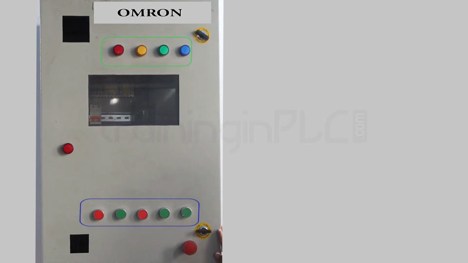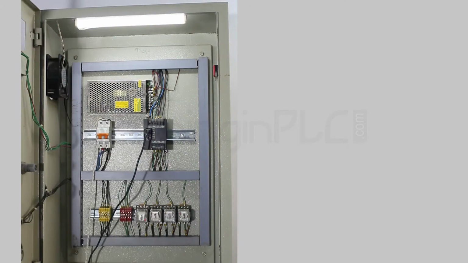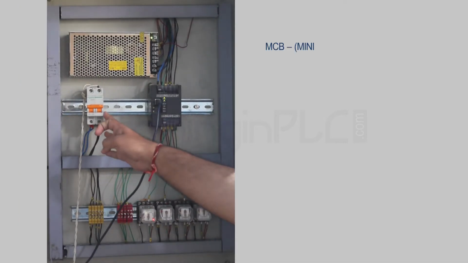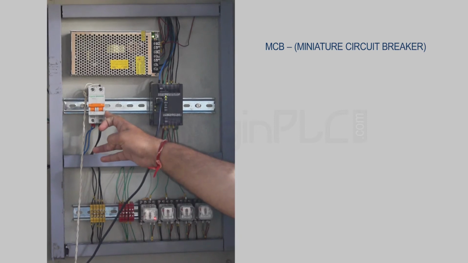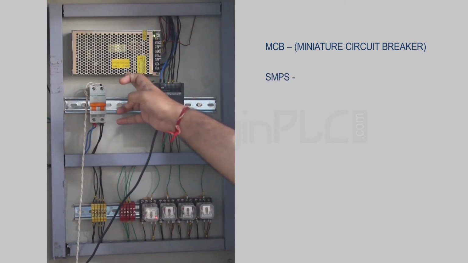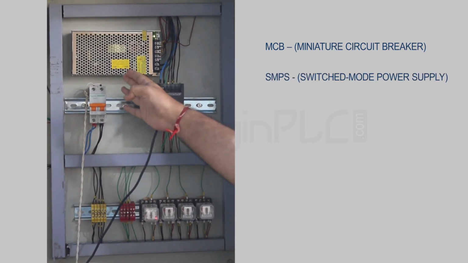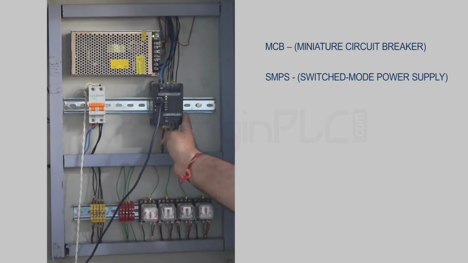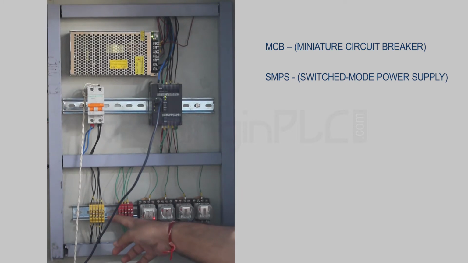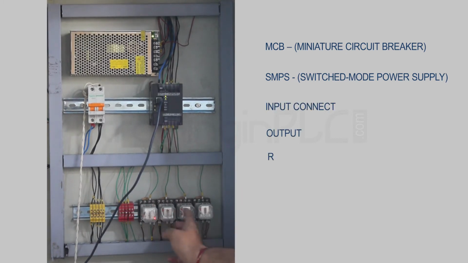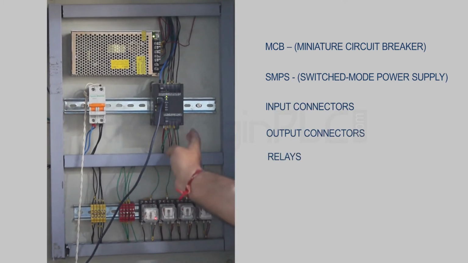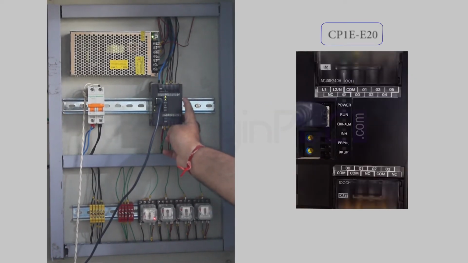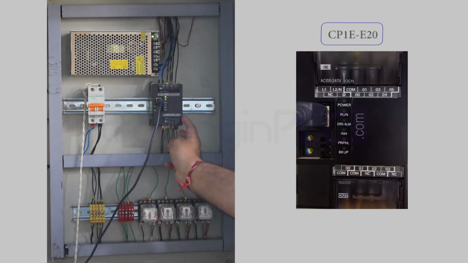Now we will see what is there inside the control panel. Here inside the control panel, you can see MCB, miniature circuit breaker, then SMPS, switch mode power supply, used to convert 230 volt to 24 volt because our PLC is a 24 volt PLC. And here you can see the input connectors and output connectors, and these all are the relays. So this is the CP1E model we are using here. Totally it has 6 inputs and 4 outputs.